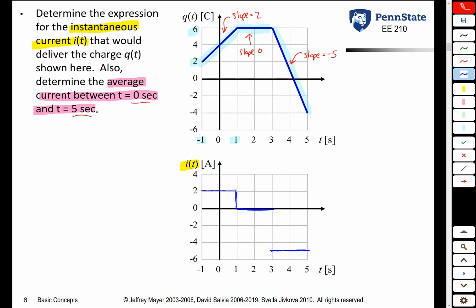At 1 second and at 3 seconds, because the derivative is undefined, because you get this sudden change here, the current is also undefined. You really don't know what the current is at that time because the current changes instantaneously. But this would be the plot of the instantaneous current. And notice once again, at points in time where you get a sudden change in the charge, you get a sudden jump in the current.